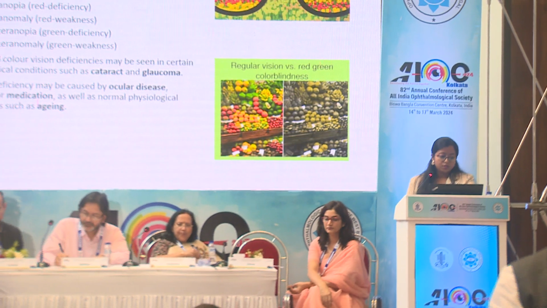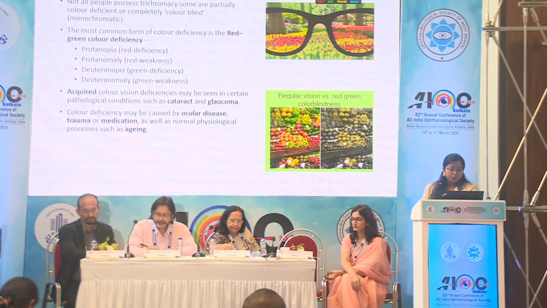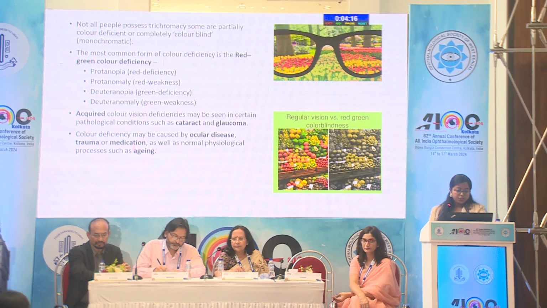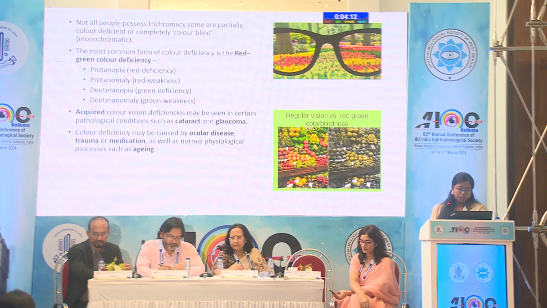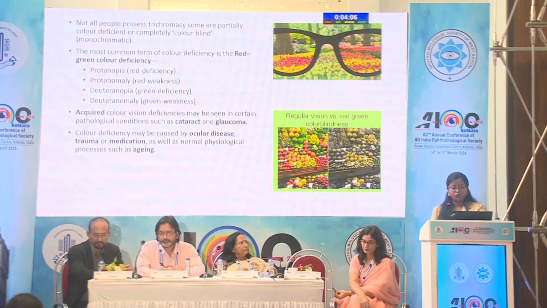The most common form of color deficiency is red-green color deficiency. There can be protanopia, protanomaly, deuteranopia or deuteranomaly. Acquired color vision deficiencies may be seen in certain pathological conditions such as cataract and glaucoma. Color deficiency may be caused by ocular disease, trauma or medication, as well as normal physiological processes such as aging.